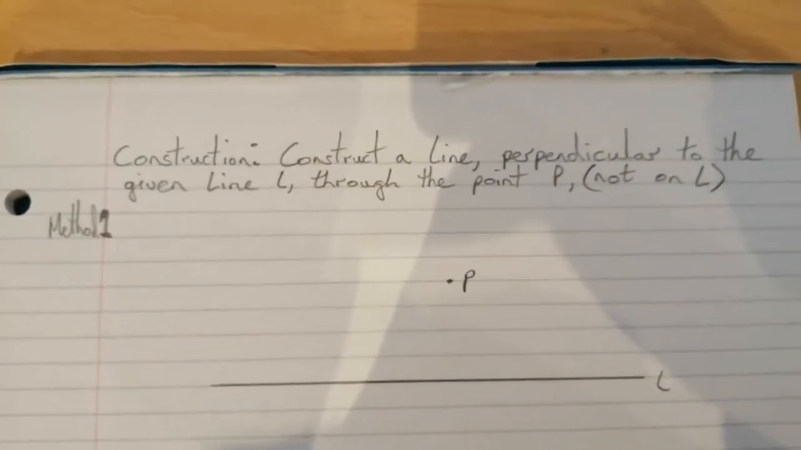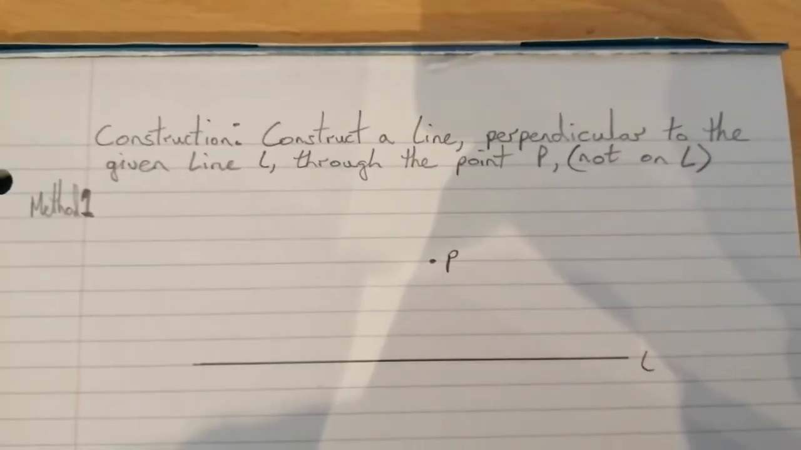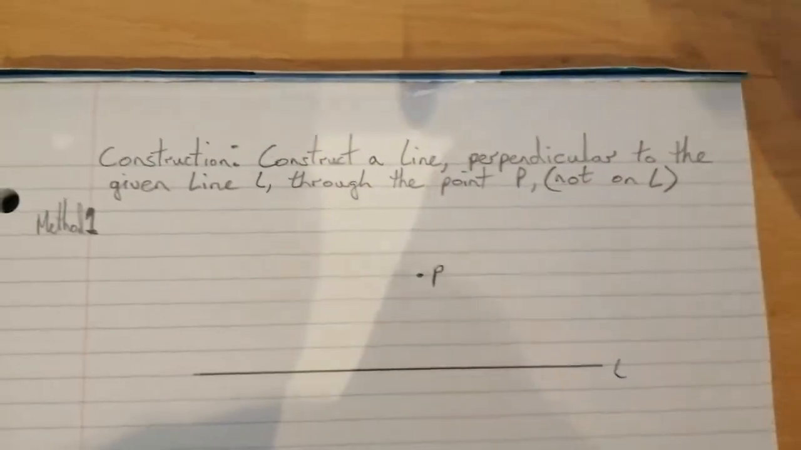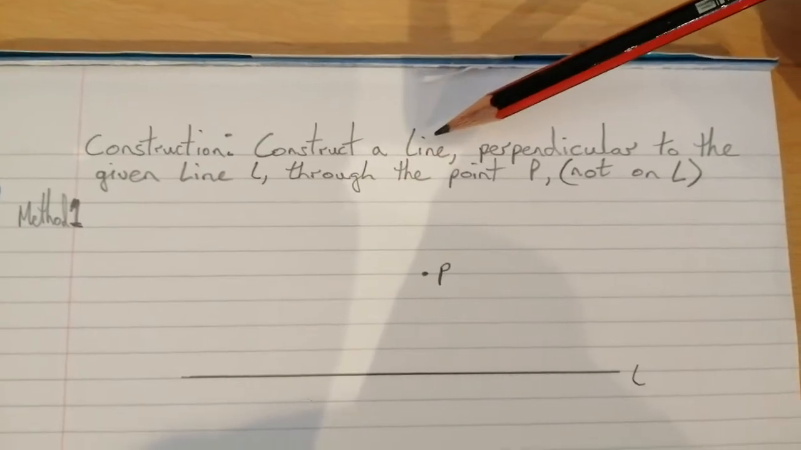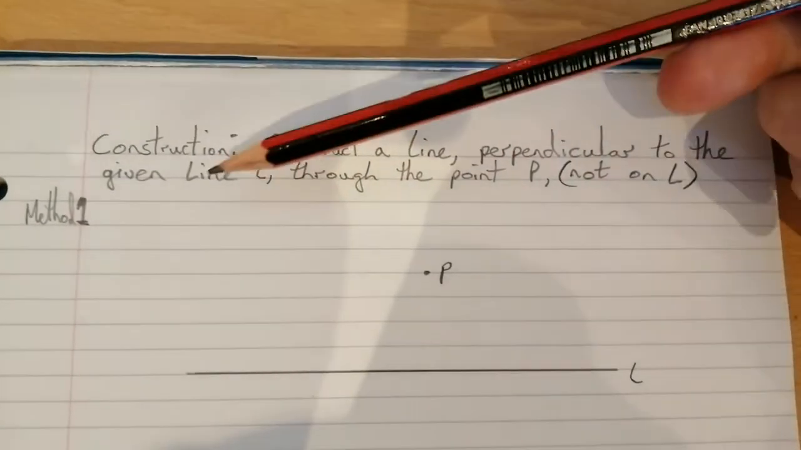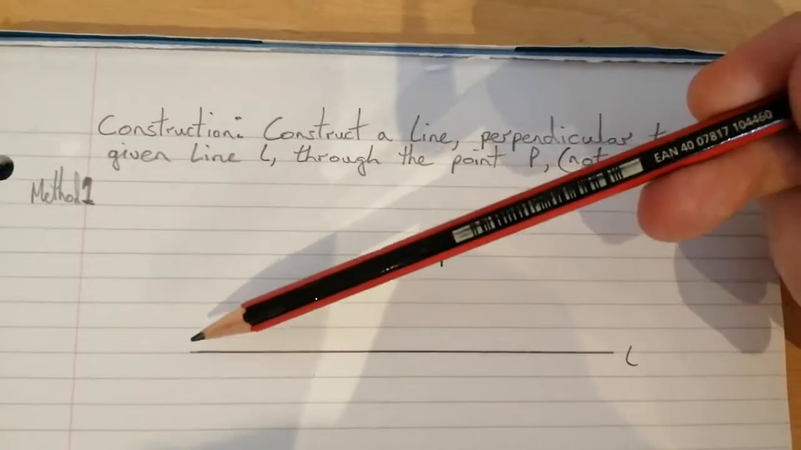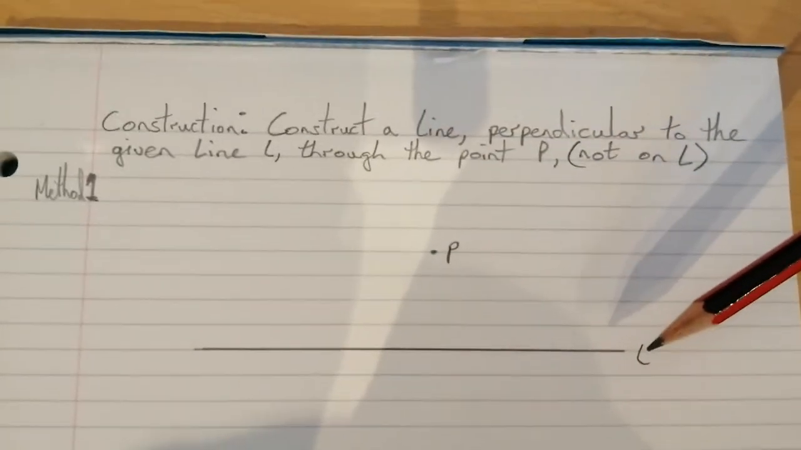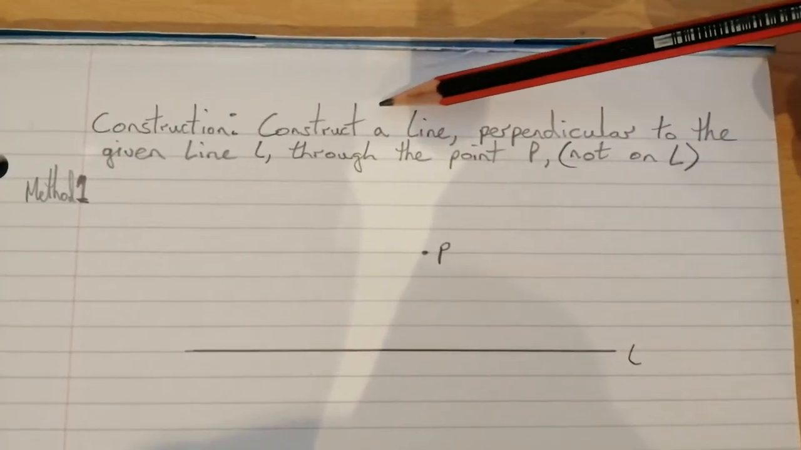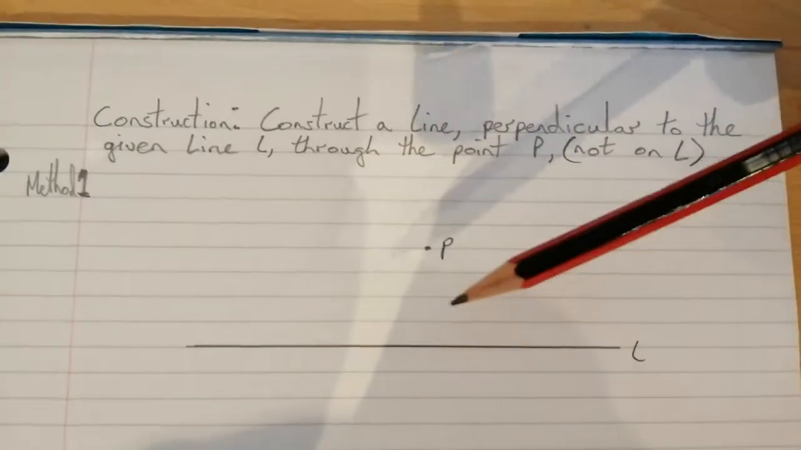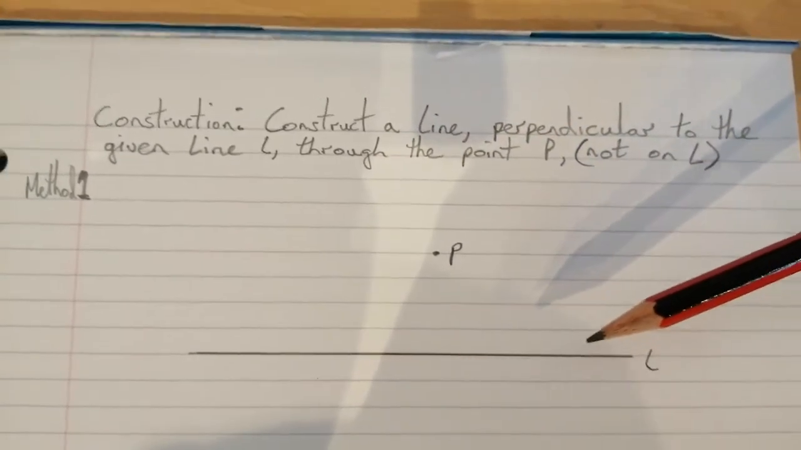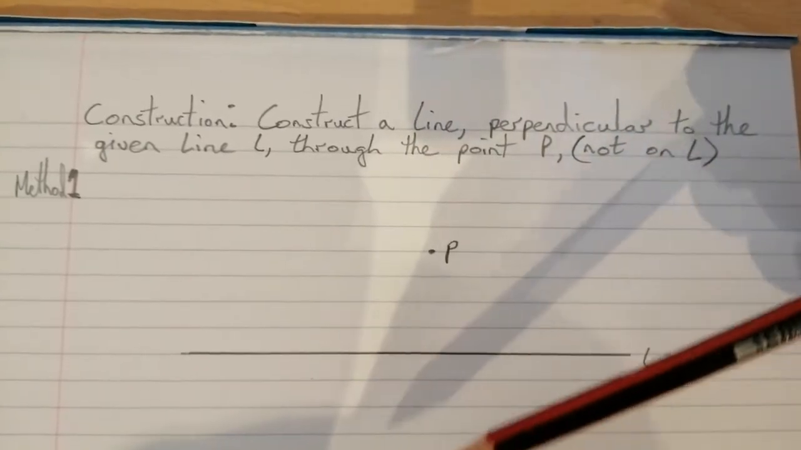So to start with, this is known as construction number 3, but you don't need to know that. This is just one of the constructions that you need to know. And it's to construct a line perpendicular to a given line. Okay, so in this drawing I have a given line L. I've given you this line, and you're supposed to draw a line perpendicular to this given line. So perpendicular to L means at 90 degrees to L, so it'll be going straight up.